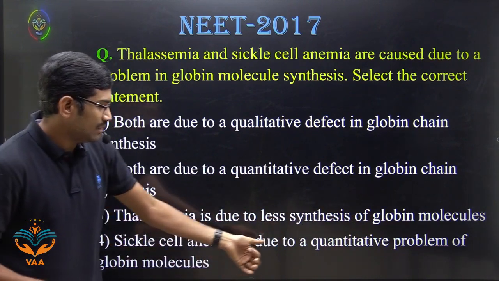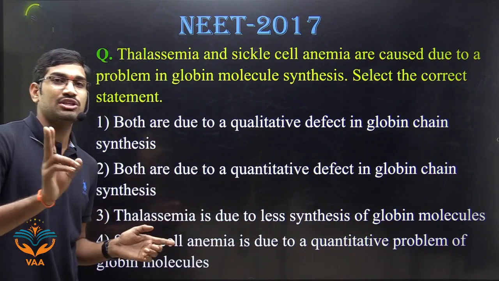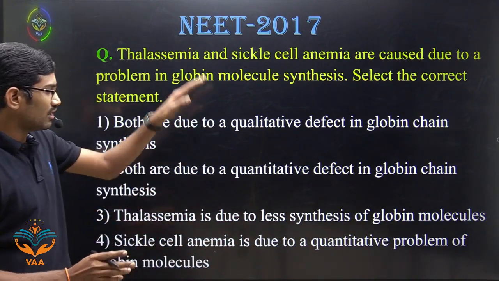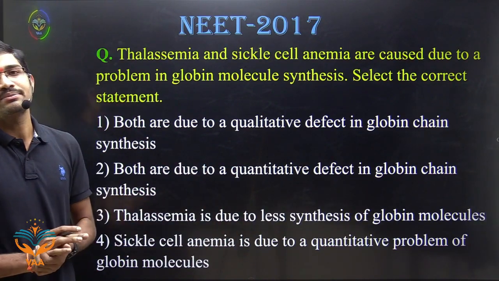Next one. Sickle cell anemia is due to a quantitative problem of globin molecules. Sickle cell anemia is not quantitative. It is qualitative. So out of all these four, what is the correct option? It is option 3. Understood or not?